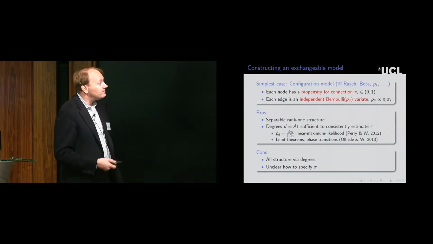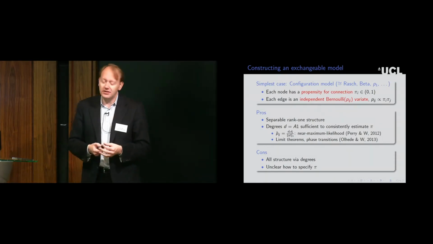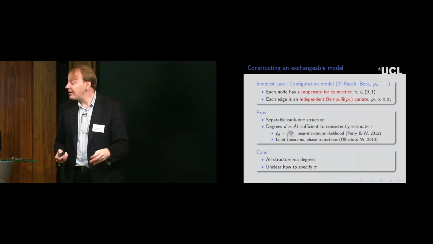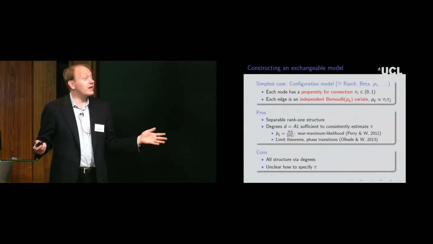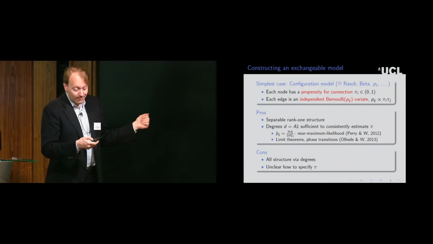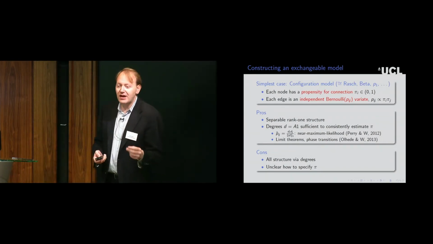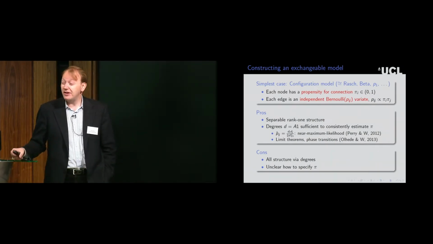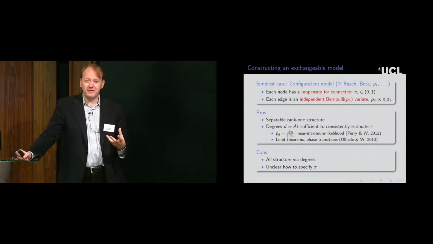Okay, so the simplest case of this is something else that's known in the literature. It's known amongst the physics community as the configuration model or the Rasch model. Sometimes it's called the beta model. It's also an example of a generalized linear model. So what I do is I assign each node a propensity for connection, right? Everybody gets a different propensity for connection, and then each edge is an independent Bernoulli variate according to the product of these propensities.